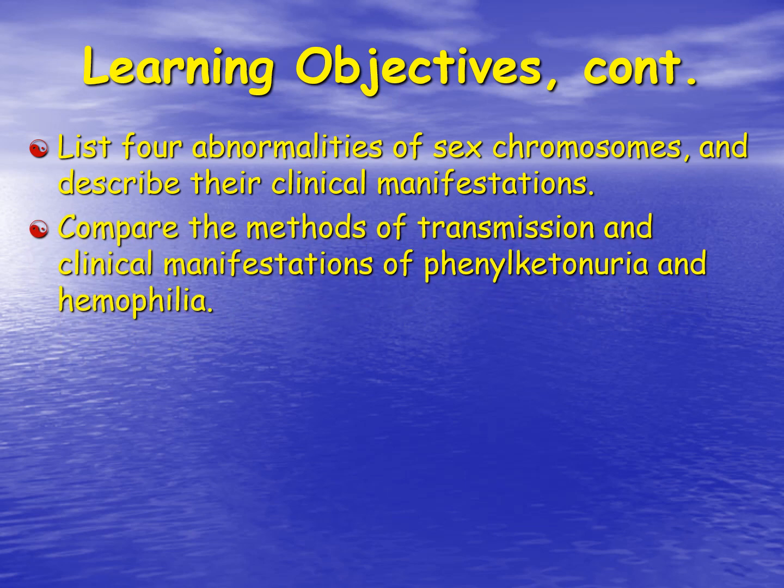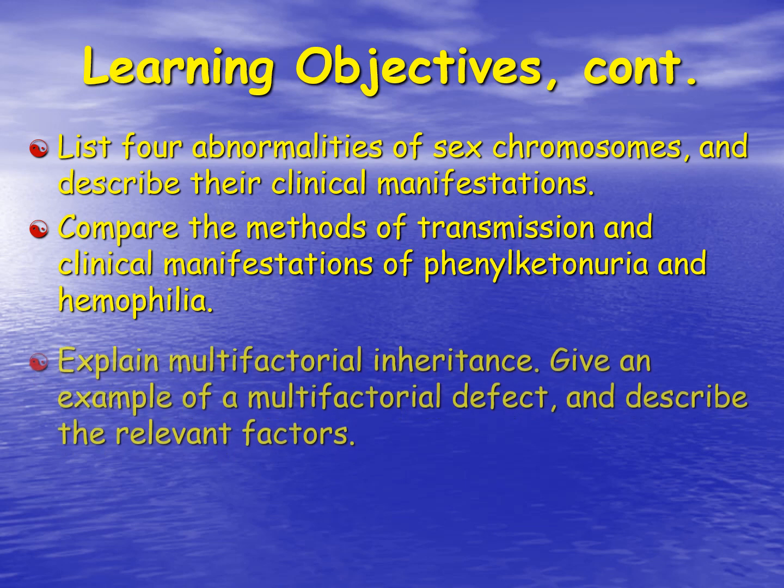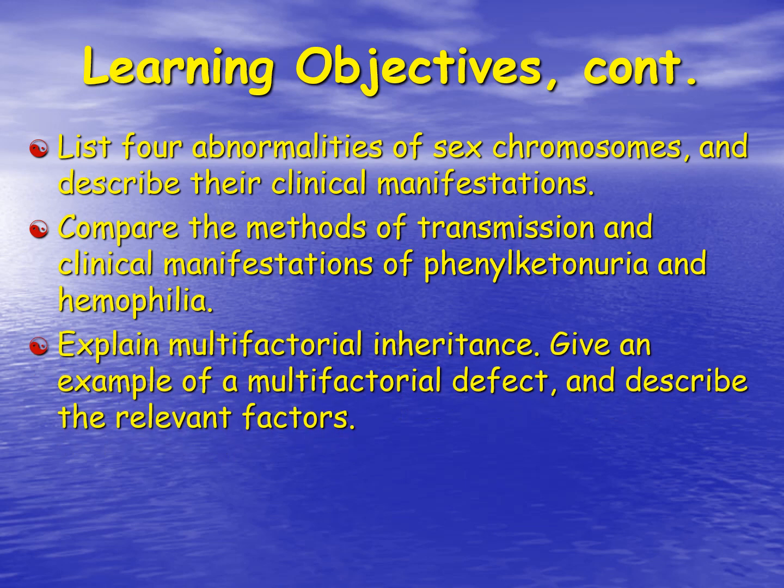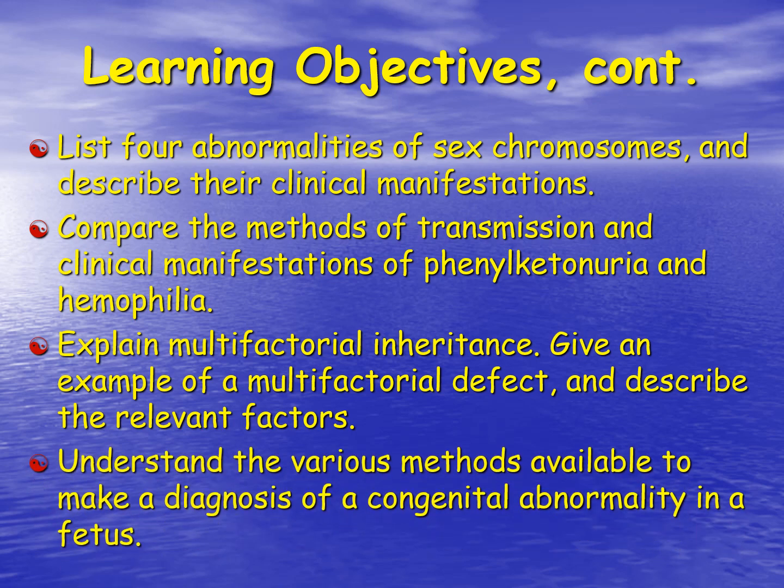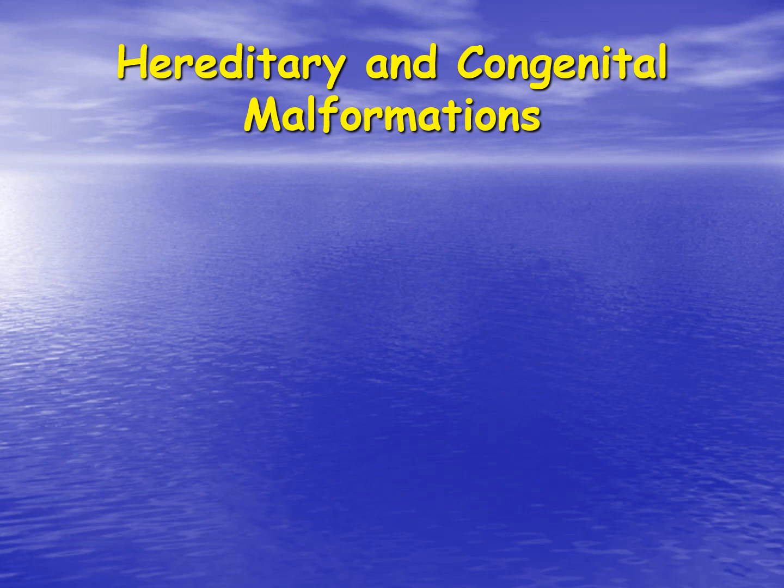You should be able to compare the methods of transmission and clinical manifestations of PKU or phenylketonuria and hemophilia. And explain multifactorial inheritance, and give an example of this and describe the relevant factors involved. You should be able to understand the various methods available to make a diagnosis of congenital abnormalities within a fetus.